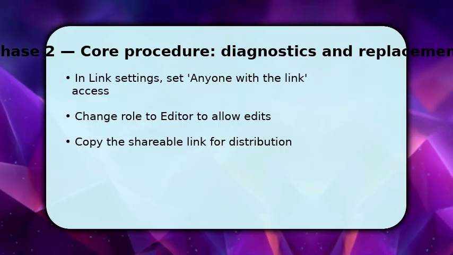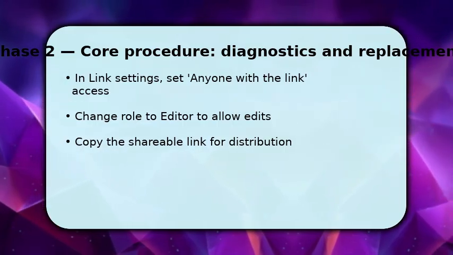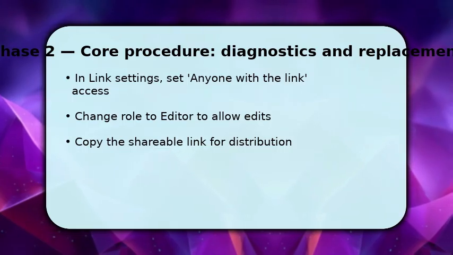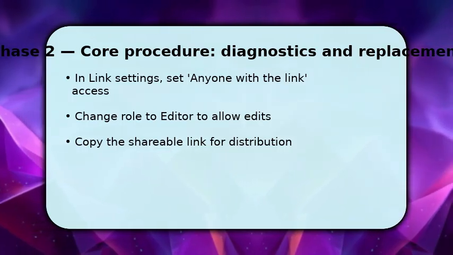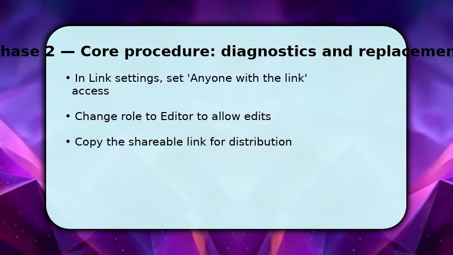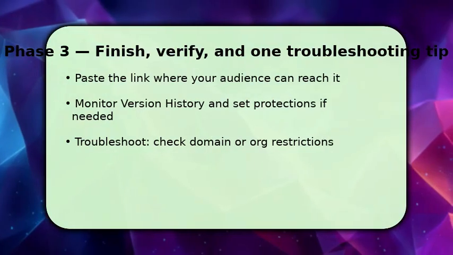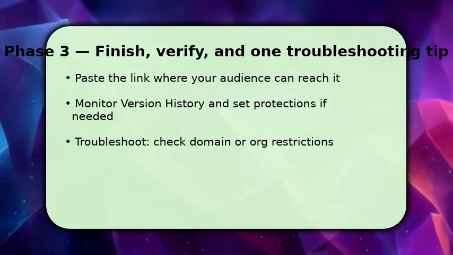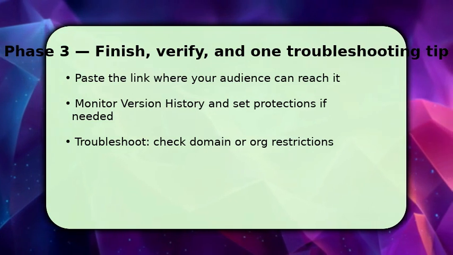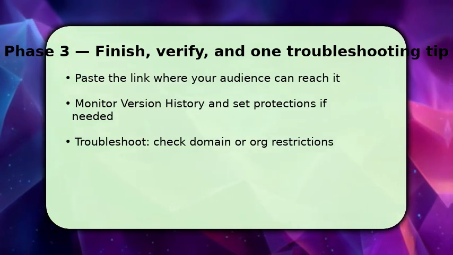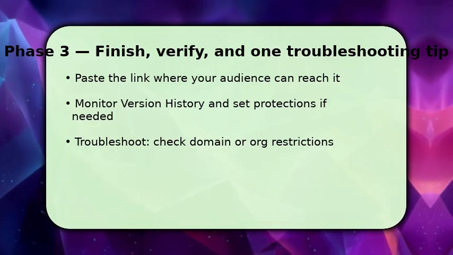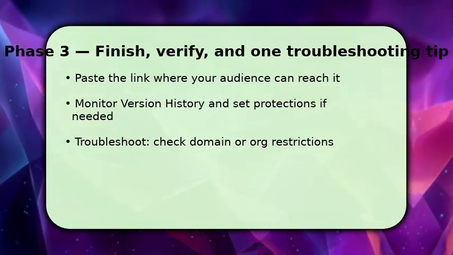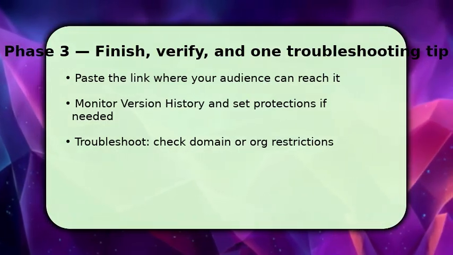Make sure to double-check that the link preview shows editor, otherwise people will be blocked from editing when they open the file. Finally, distribute the link to your audience through email, chat, or a web page and confirm recipients can open and edit. Monitor edits using version history so you can revert unwanted changes and add protected ranges for critical cells to prevent accidental damage.